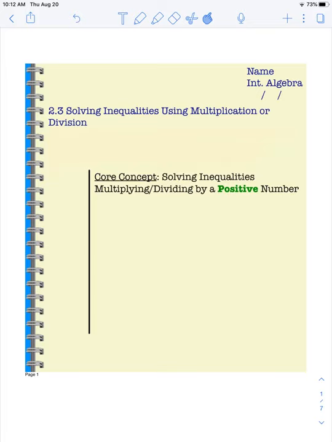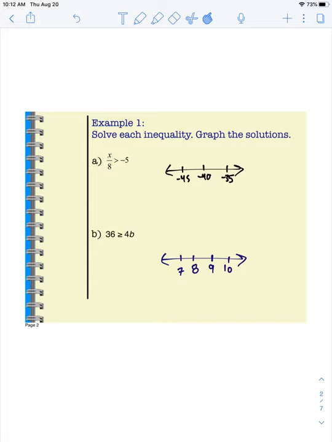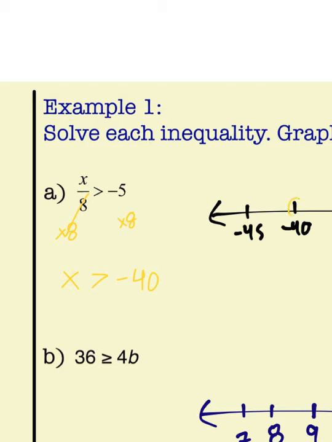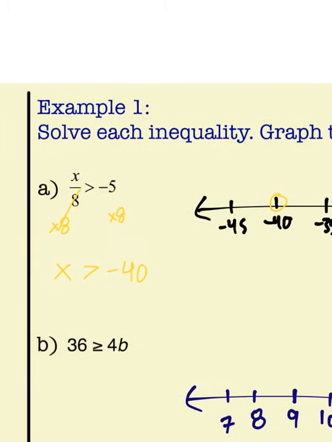Core concept, solving inequalities, multiplying and dividing by a positive number. Let's look at some examples. Solve each inequality, graph the solutions. When we have x divided by 8 is greater than negative 5, we're going to treat this the same way we would an equation. To get rid of that divided by 8, we have to use the inverse operation, which is multiplication. So multiply both sides by 8. The 8's cancel out. I have x is greater than negative 5 times 8, which is negative 40. If I graph this, I have a circle at negative 40. I do not shade it in because it's not equal to, and x is greater than, so it points to the greater numbers.